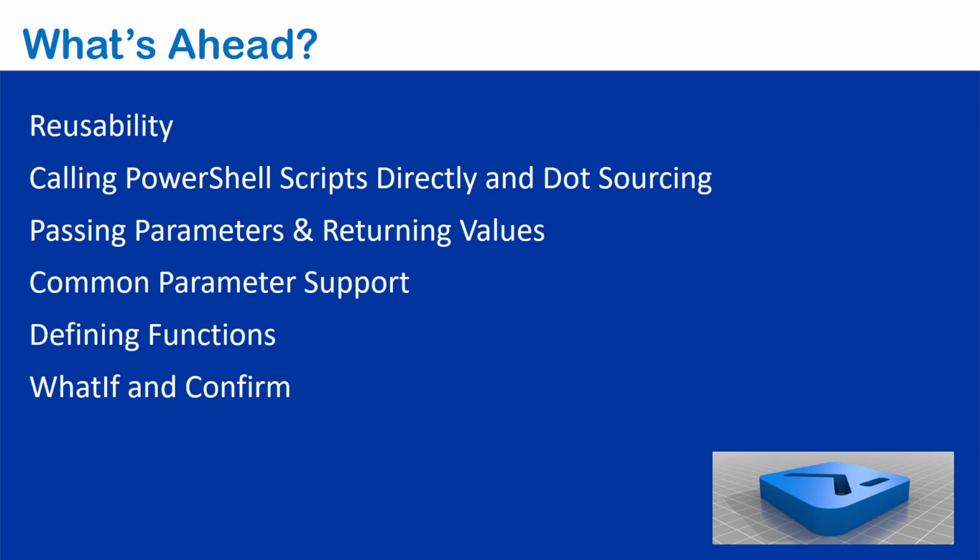What we're going to be talking about in this particular module is reusability and the use of dot sourcing to support it. We'll start out by discussing reusability in general. Then we'll look at calling PowerShell scripts both directly and by using dot sourcing. We'll look at passing parameters and returning values, common parameter support, and what that means, but it gives us some really interesting and advanced functionality, defining functions within dot sourcing, and we'll look at the WhatIf and Confirm parameters, which give us some sort of a safety net.